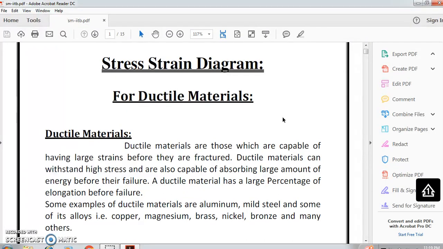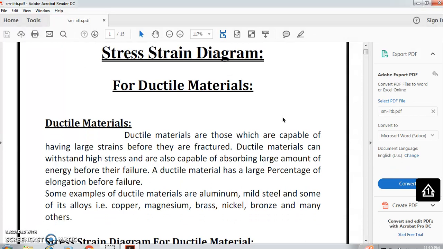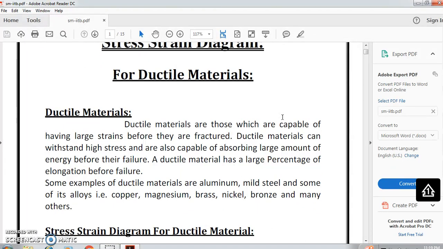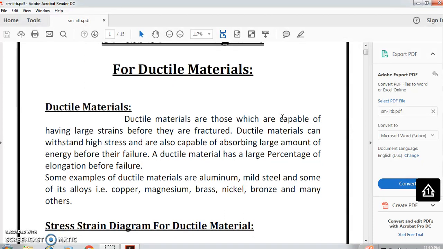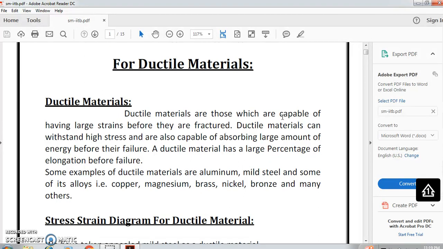Generally, ductile materials are those which are capable of having large strains before they are fractured. Ductile materials can withstand high stress and are also capable of absorbing a large amount of energy before their failure. A ductile material has a large percentage of elongation before failure. Some examples of ductile materials are aluminum, mild steel and some of its alloys, copper, magnesium, brass, nickel, bronze and others.